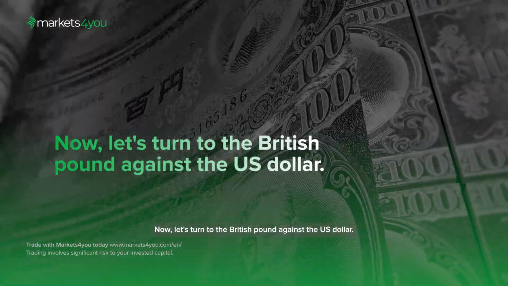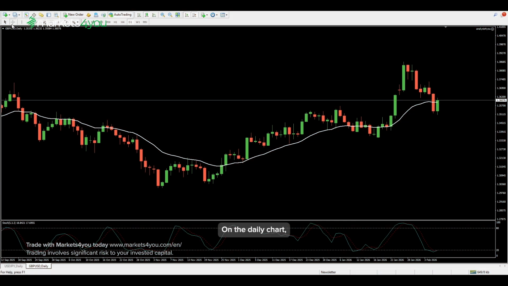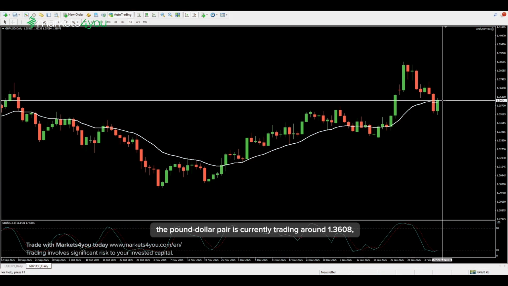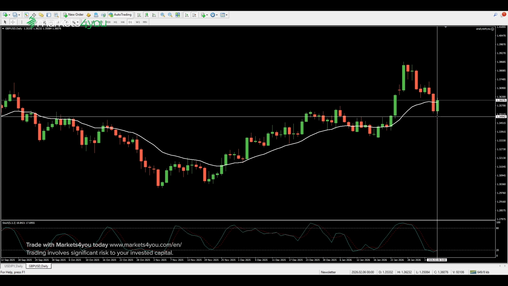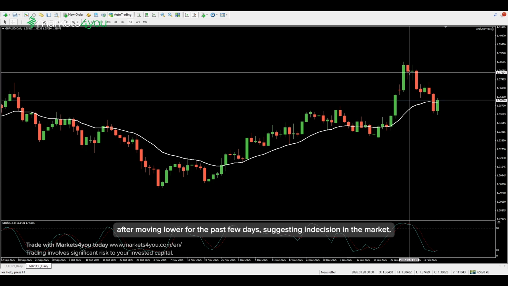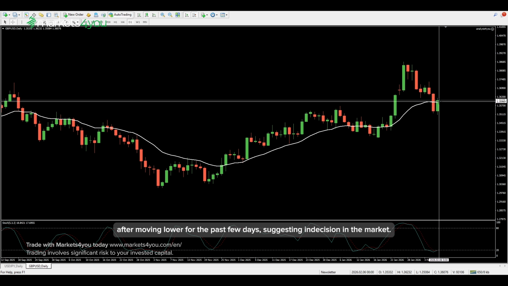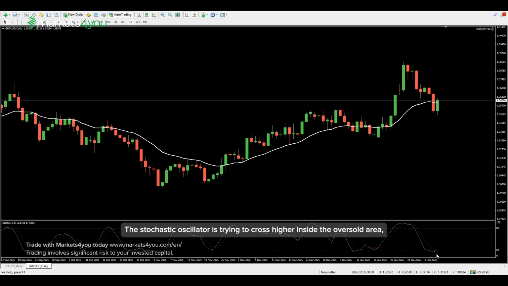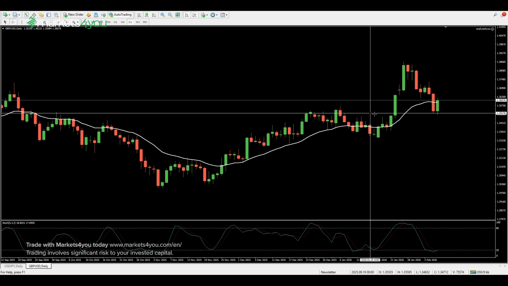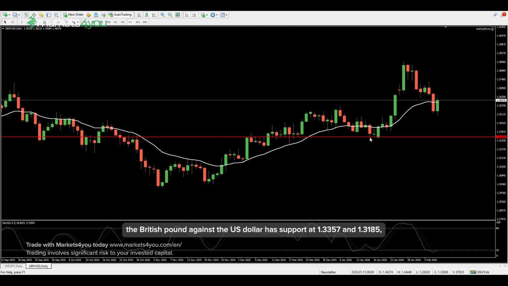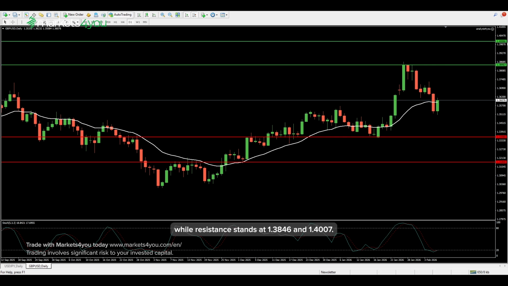Now, let's turn to the British pound against the US dollar. On the daily chart, the pound-dollar pair is currently trading around 1.3608, showing signs of stabilization after recent weakness. The price is moving around the 20-day moving average after moving lower for the past few days, suggesting indecision in the market. The stochastic oscillator is trying to cross higher inside the oversold area, suggesting potential for a bounce from current levels. Looking at key levels, the British pound against the US dollar has support at 1.3357 and 1.3185, while resistance stands at 1.3846 and 1.4007.